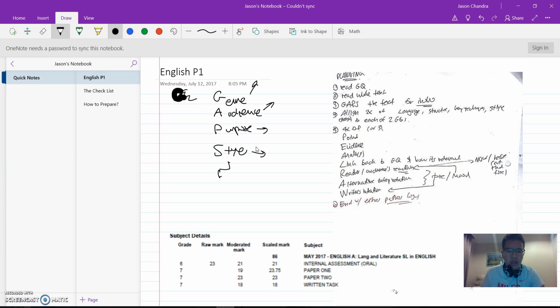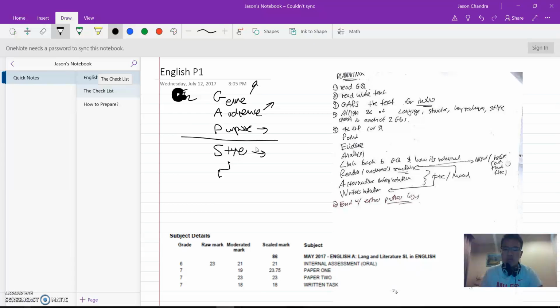For style, you can leave that later. That's for analysis later on. So this is just the first 3-4 minutes of the 90 minutes that you get to write this. Gaps the text, style it. The fourth thing I do, this is my style.